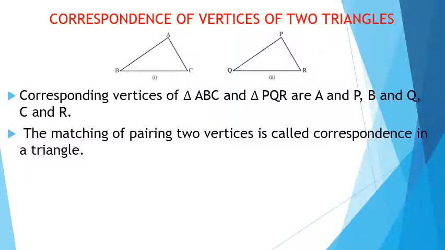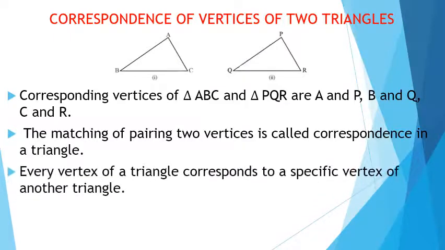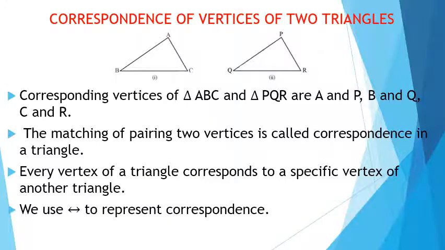Now what is the meaning of correspondence? That means matching or pairing two vertices is called correspondence in a triangle. Every vertex of a triangle corresponds to a specific vertex of another triangle. We use this double arrow to represent the correspondence.